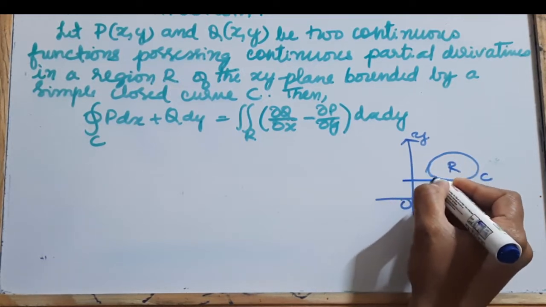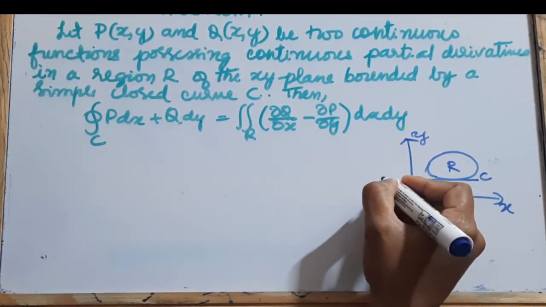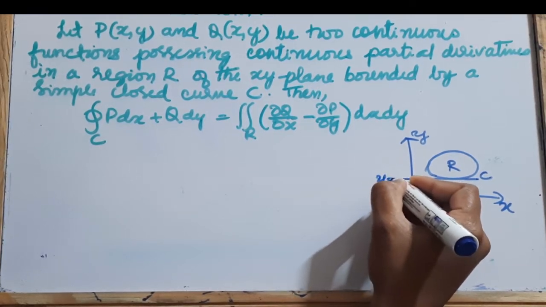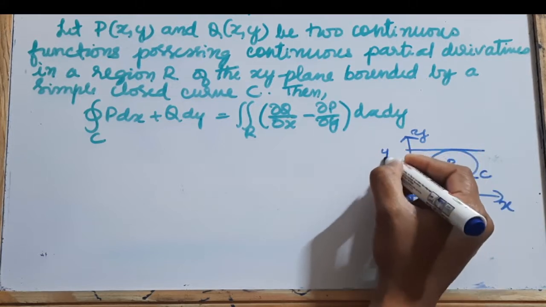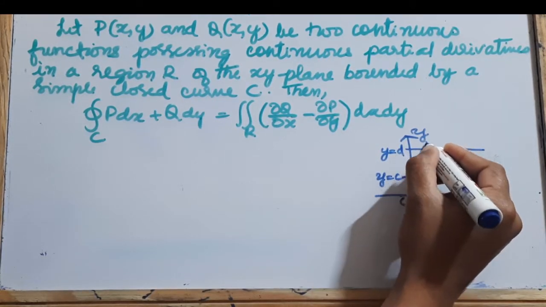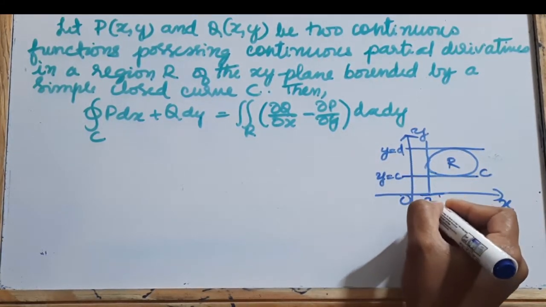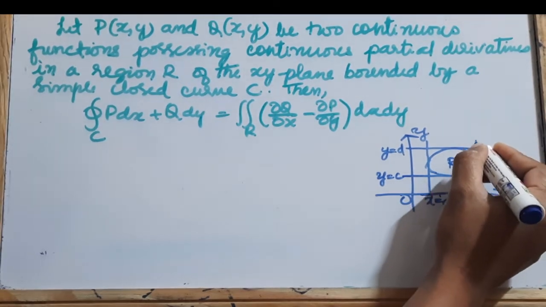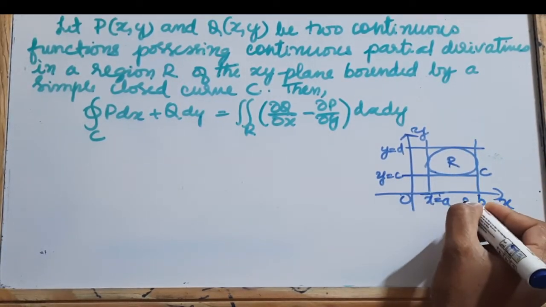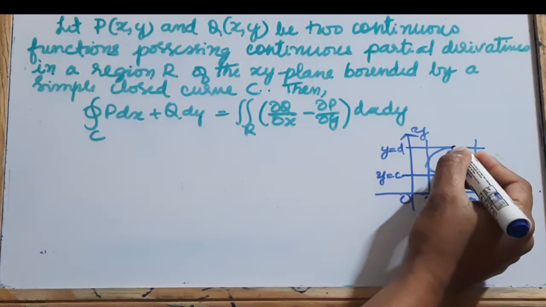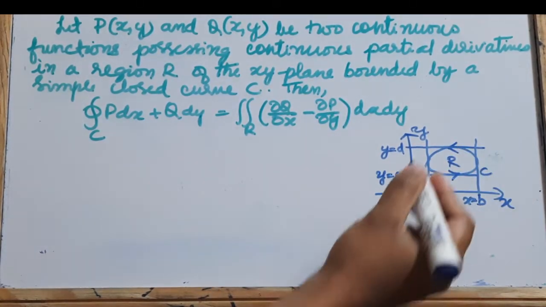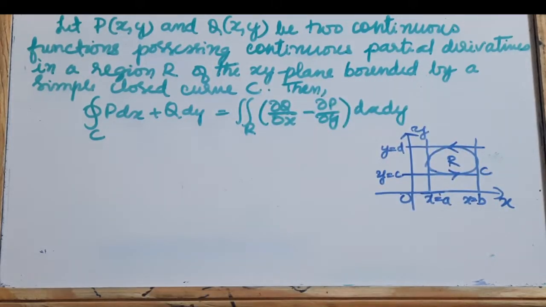I will call this line the line y is equal to c. This is the line y is equal to d. This is the line x is equal to a. This is the line x is equal to b. And I assume that my curve is positively oriented. It is going in this direction.